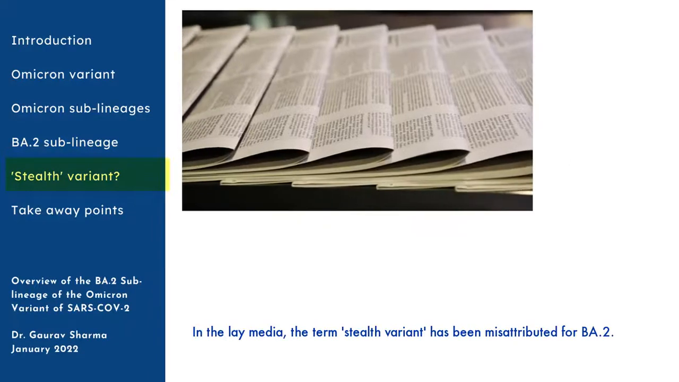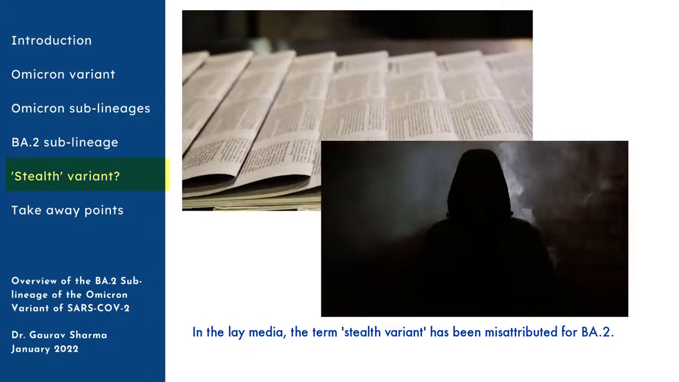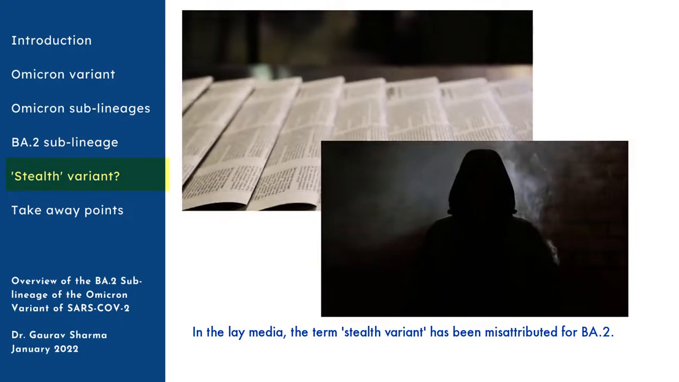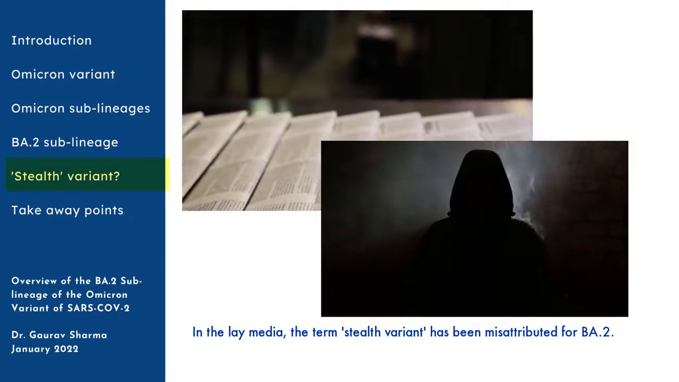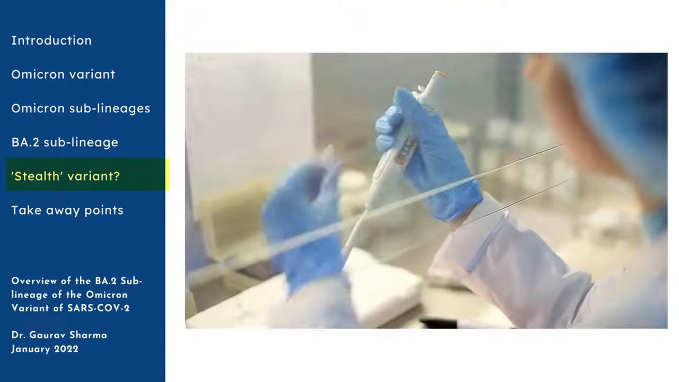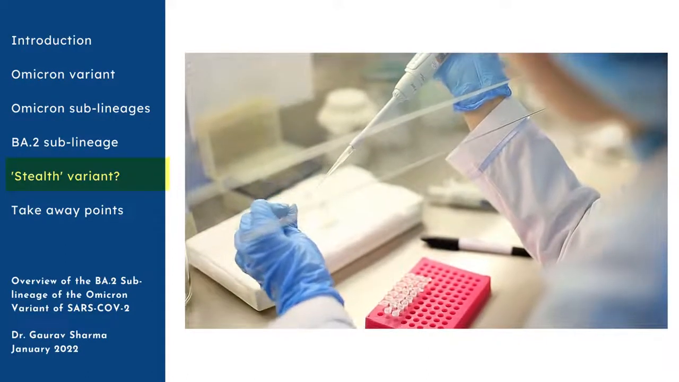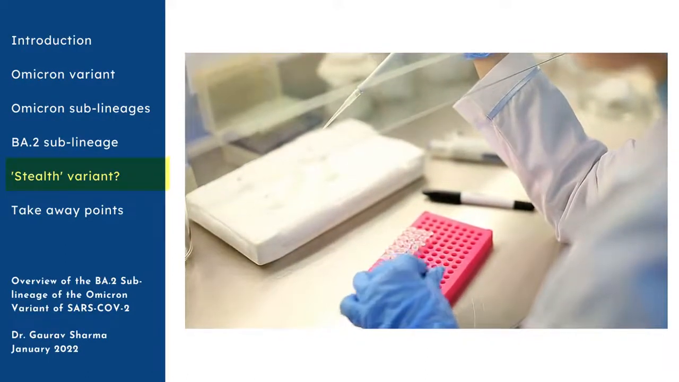In the lay media, the term stealth variant has been misattributed to BA.2. While the word stealth suggests that BA.2 escapes laboratory detection, the reality is that all variants of SARS-CoV-2 continue to be detected by PCR reaction. Let us try to understand the reason behind this confusion.